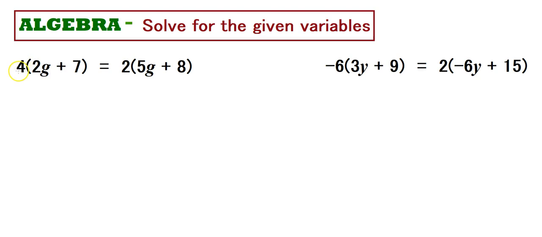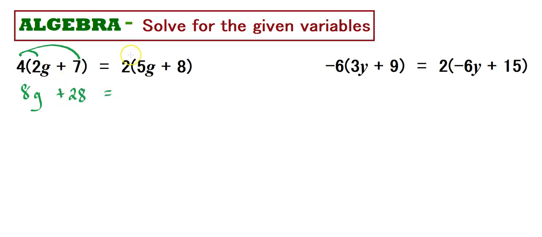We have to multiply the term which is outside of the brackets by each term inside the brackets. And once we've done that, we won't have any more brackets, and then we can solve. So let's start off by going 4 times 2g. That's 8g, positive 8g, remember. And then we've got 4 times positive 7, which is positive 28.